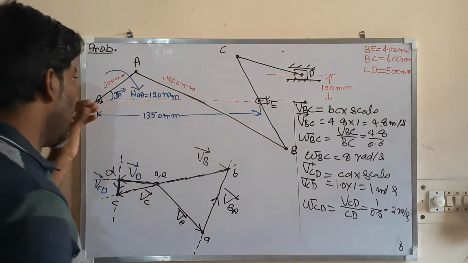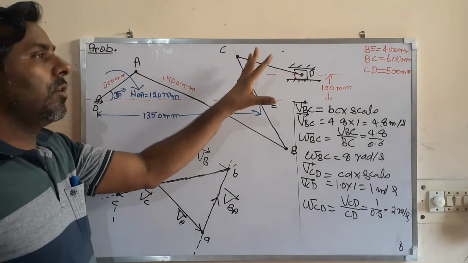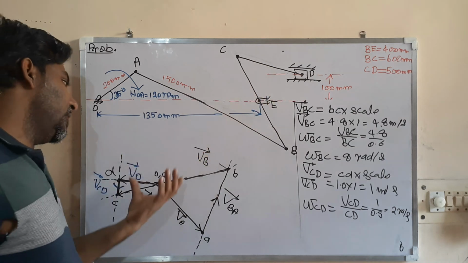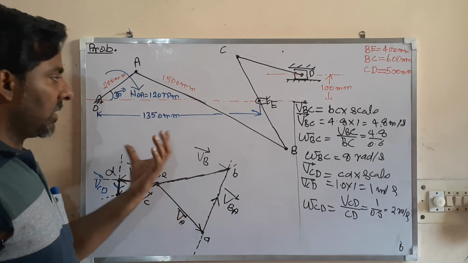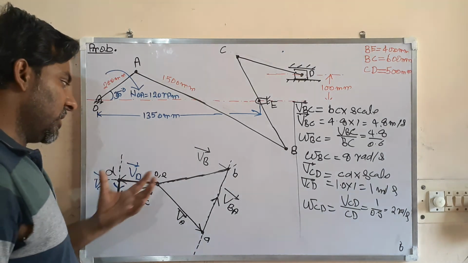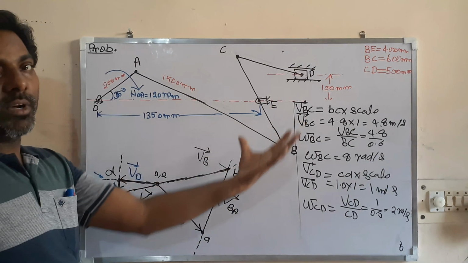So in that way, by moving from one input to other, you can completely draw the velocity diagram. Okay, but you take care of the scale also. Whatever scale you have taken, you just have to multiply to get the answer.